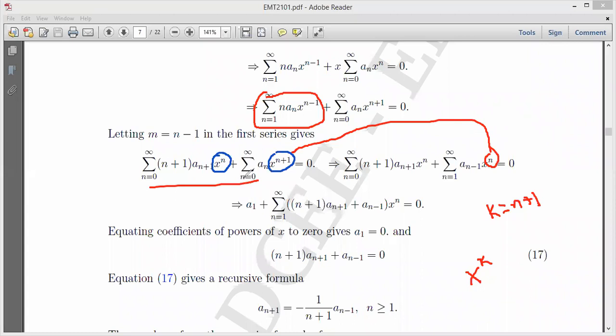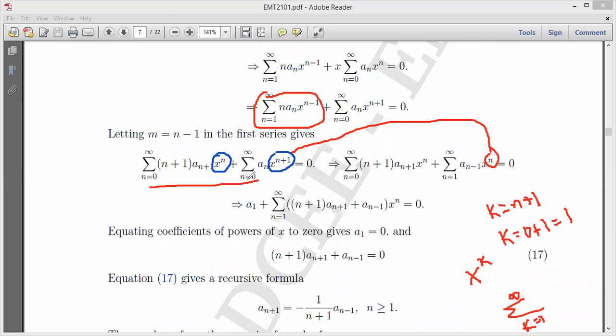So if this is k, then we need to get the new lower limit of n based on this change here. So since we have this change here, it means now that our k, remember now here n is 0. It means k will be 0 plus 1, which is a 1. It means now here our sum will run from k is equal to 1 all the way up to infinity.